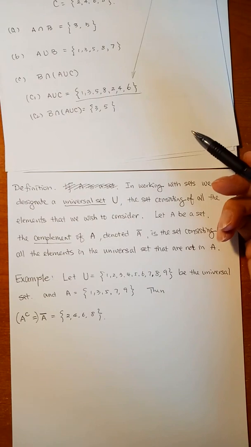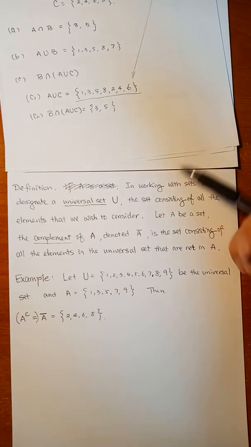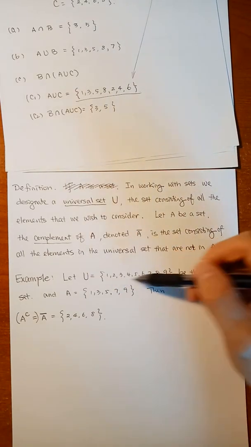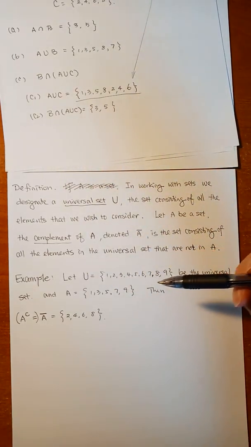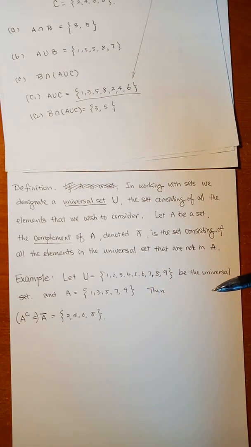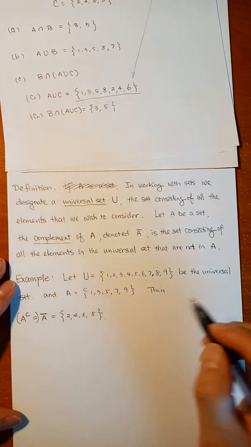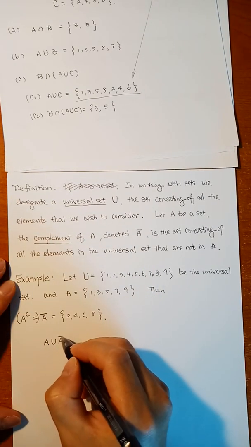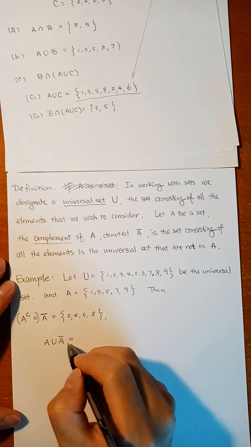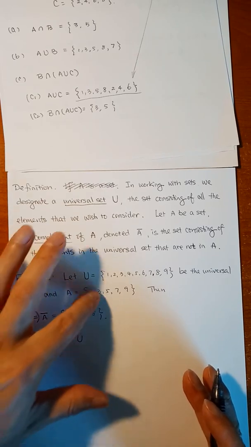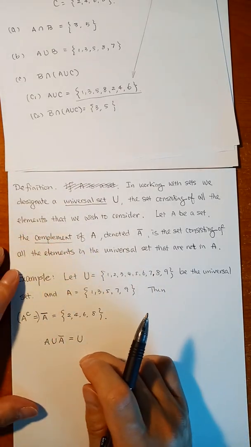This U is different from the D we discussed at the beginning. D means all the digits including 0. But here we only represent 1 up to 9, no 0. Then the complement does not include the 0. And from here we will see that if you get the union of A and its complement, it's definitely equal to the universal set.